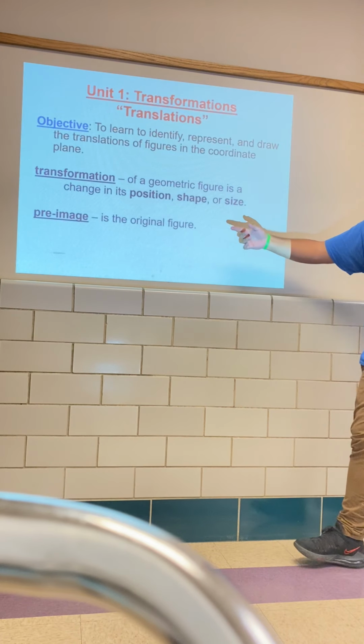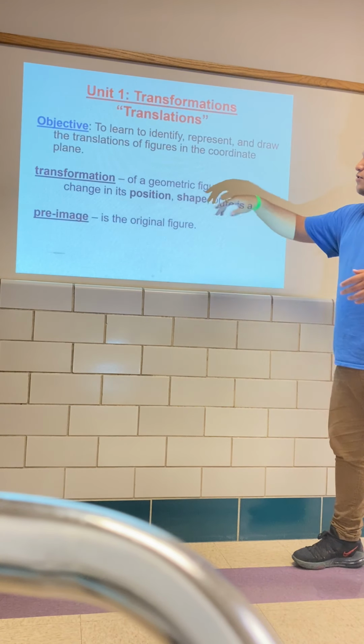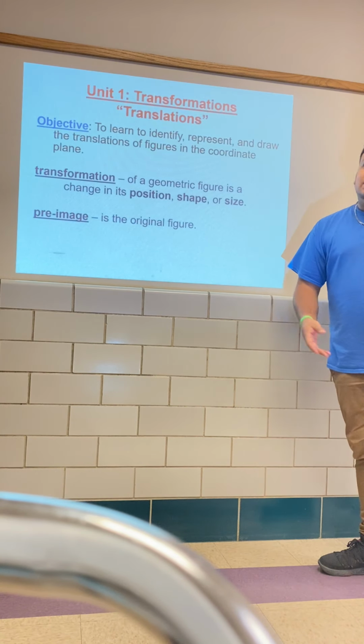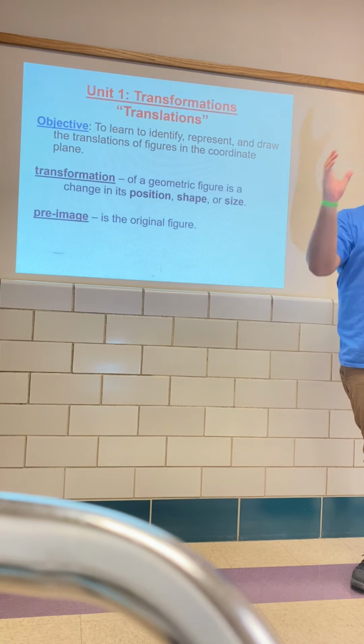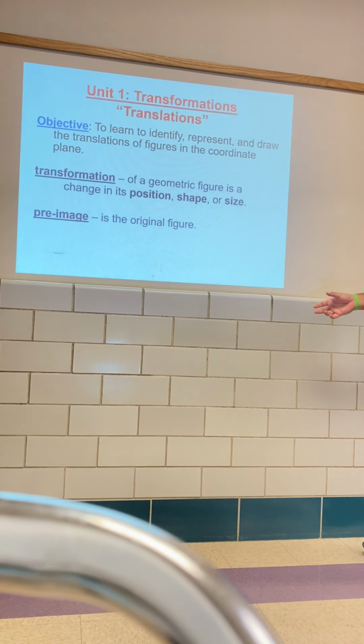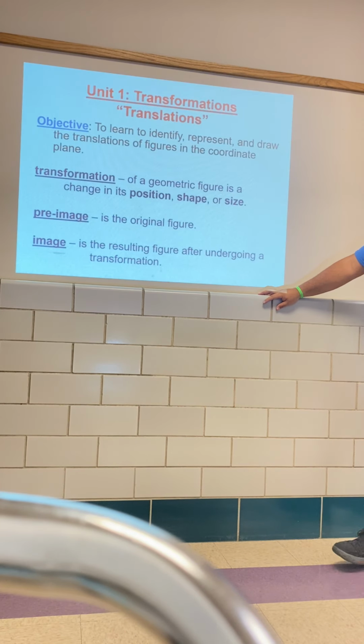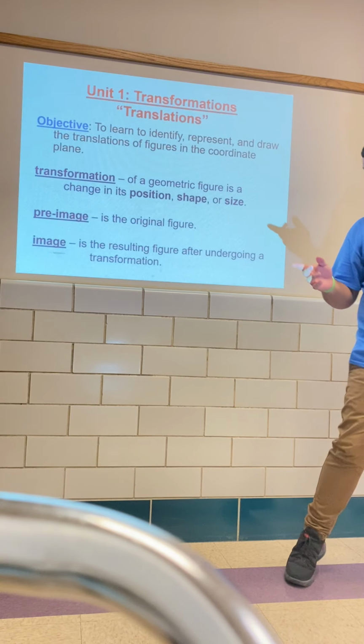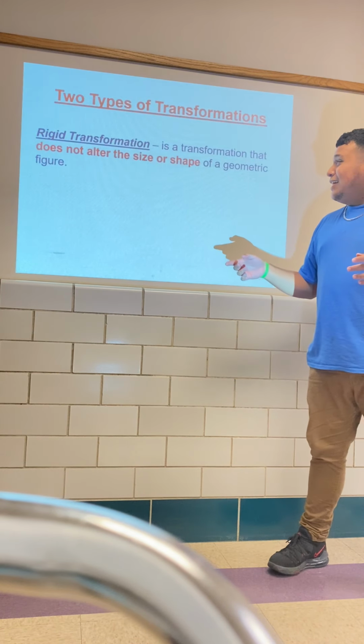Like I said, we did talk about this last week. So remember, the transformation of a geometric figure is a change in its position, shape, or size. Okay? So the pre-image is the original figure. So we know that when we look at one figure, there's always a second one to look at too. So lastly, the image is the resulting figure after undergoing a transformation.